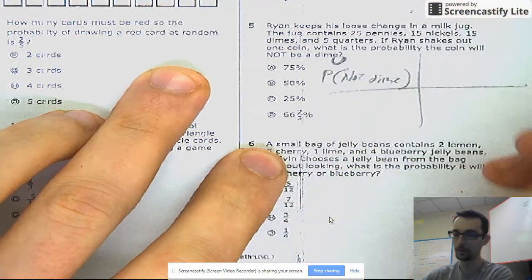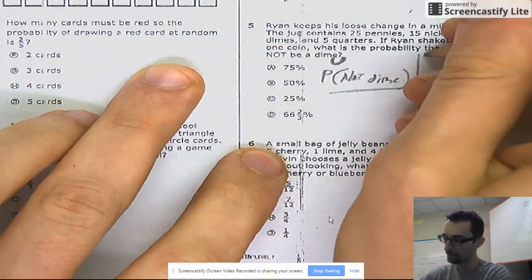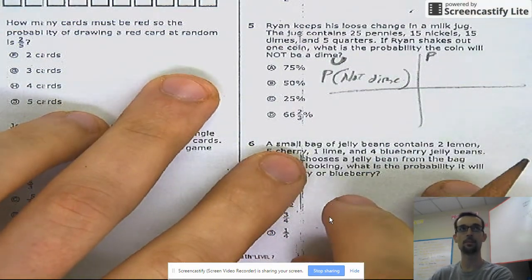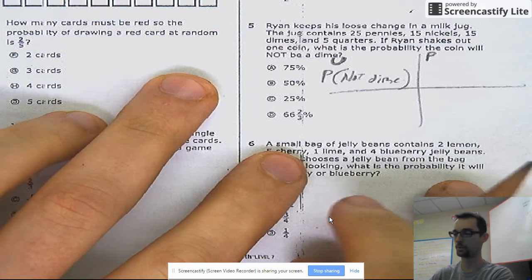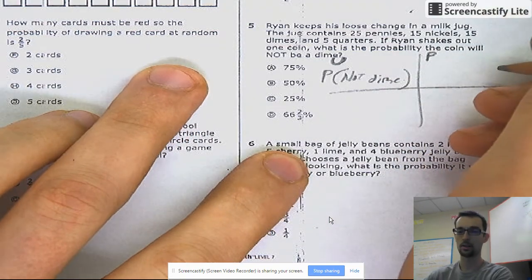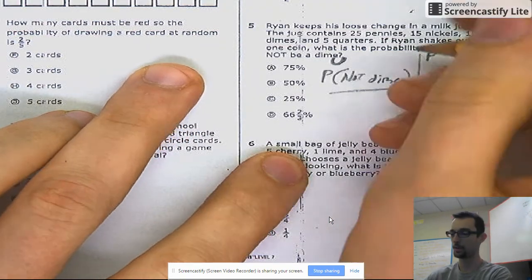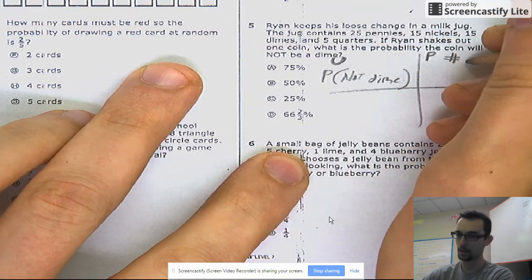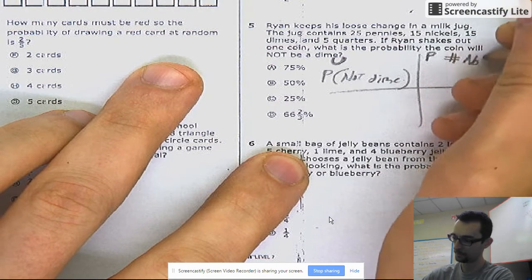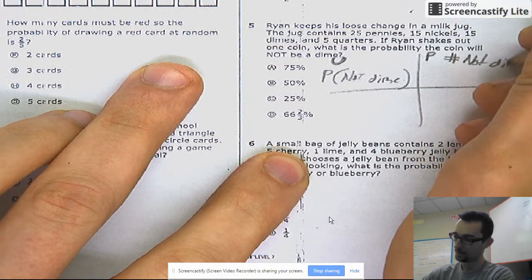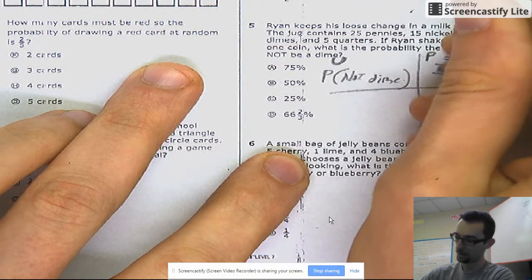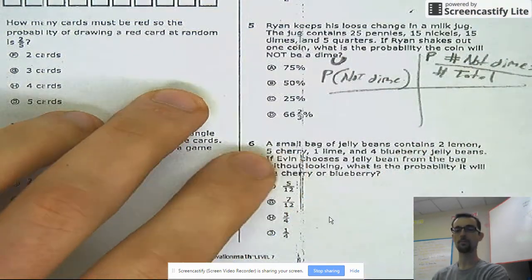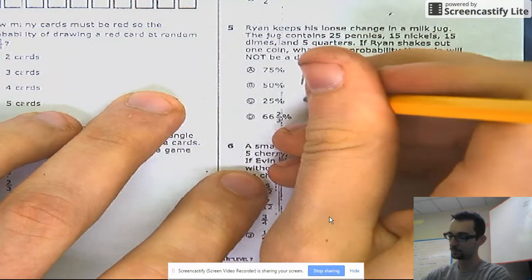Okay, and I know what probability is as I go on to the next step, planning. Probability is the number of things I want out of the total number. In this case, I don't want dimes, so I want everything besides a dime. So my answer is going to be the number of everything that's not a dime divided by the number of all coins, or the total number. Okay? All right, going on to solve it.